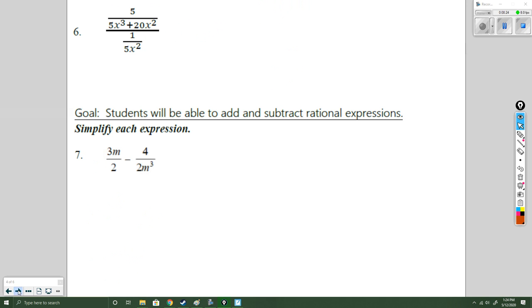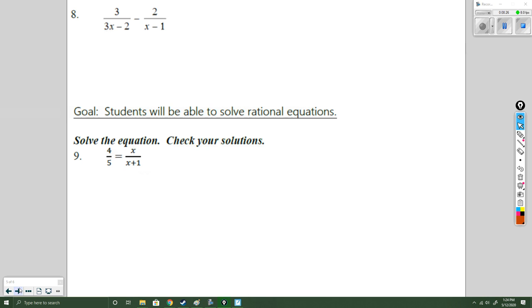All right, moving on. In example 8 here, notice that there's no common factors between these two denominators. So to get that LCD, what we're going to do is just multiply by that other denominator. So we're going to multiply by x minus 1 over x minus 1 here, and 3x minus 2 over 3x minus 2 in the second fraction.